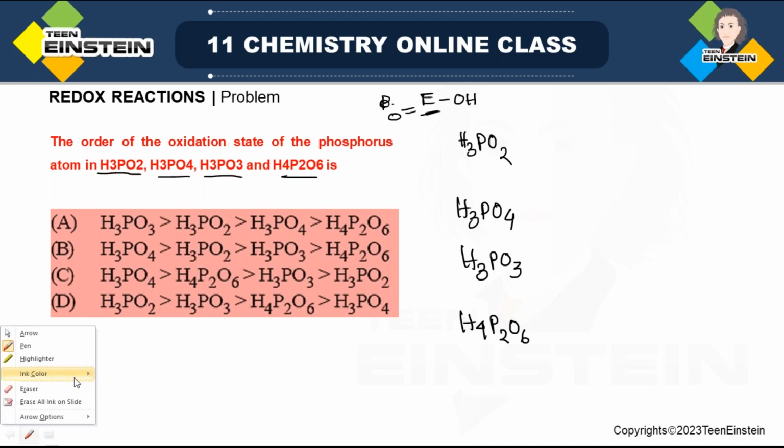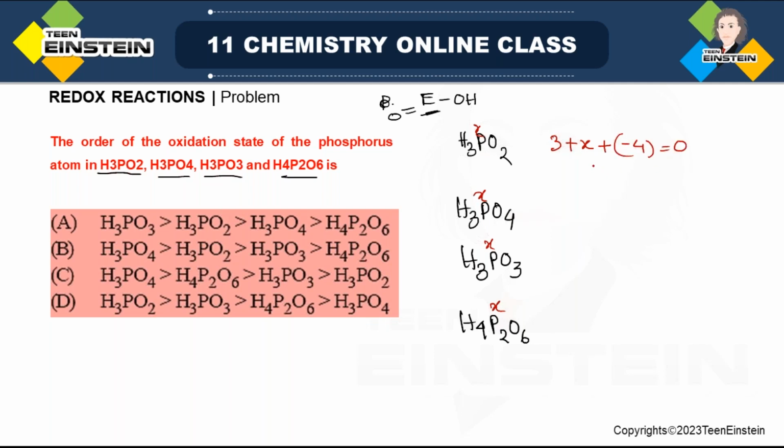So for each phosphorus, we will consider it as X. For each molecule, for hydrogen, you will always consider +1. So 3 for 3 hydrogen, 1 phosphorus X, total negative charge is -4. Overall, the molecule is neutral. So here the value of X is 4 minus 3, that means it is +1. Then for the next molecule, 3 for hydrogen, X for phosphorus, total negative charge is 8. So X is +5.